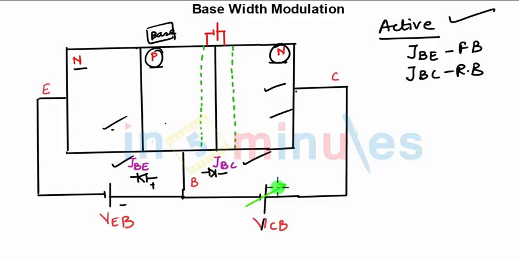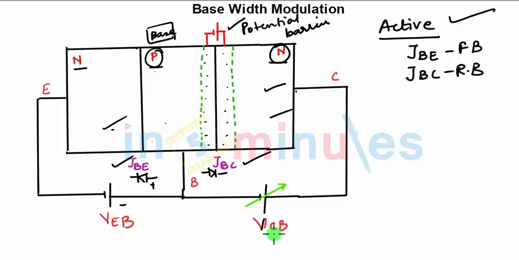Initially, when the reverse bias voltage is less, there is a potential barrier or depletion region generated between P and N. Without applying any reverse bias, you have the depletion region created between P and N, which has a potential barrier because of the ions in the region, called the space charge region or the depletion region.